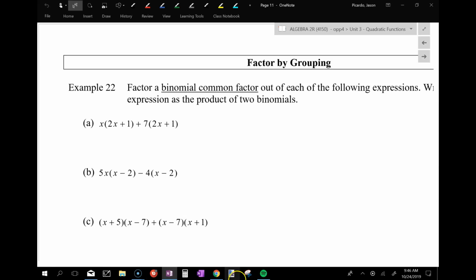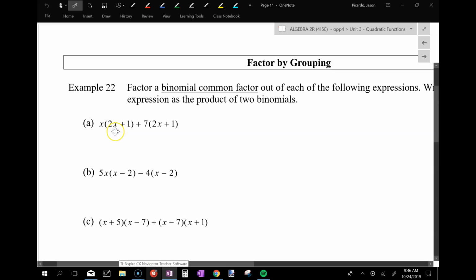Trinity, this is a really, really weird question, but I'm going to ask it anyways. In example A here, I got x times 2x plus 1 plus 7 times 2x plus 1. The weird question: how many terms do I have? 2. Yeah, I do have 2 terms, right?